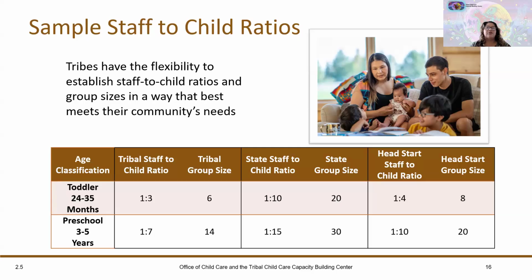Tribes have the discretion to establish staff to child ratios and group sizes in a way that best meets their community's needs. This table shows examples for center-based childcare settings across different lead agencies for 2 different age classifications, toddler and preschool. These are examples and not a requirement of minimums or maximums, but you can see that the ratios can vary across agencies based on the things taken into consideration when determining ratios. We have tips and consideration resources on ratios and group sizes in the Section 2 resource directory.